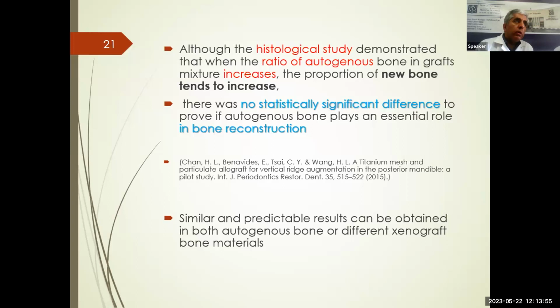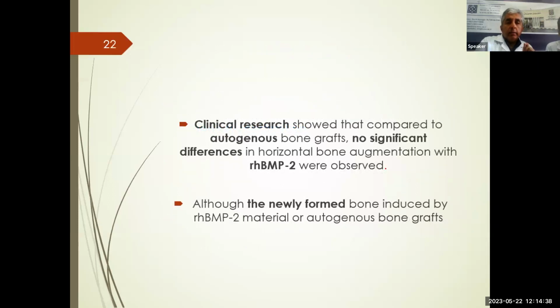Although histological studies demonstrated that an increased ratio of autogenous bone graft may increase the proportion of new bone formation, there's no statistical difference in the clinical outcome, and they are the same. There is no statistical difference to prove that autogenous bone plays an essential role in bone reconstruction. Similar and predictable results can be obtained with either autogenous bone or different xenograft bone material.